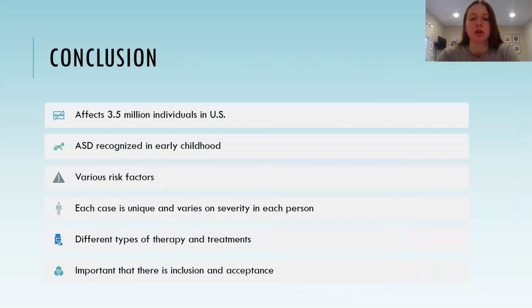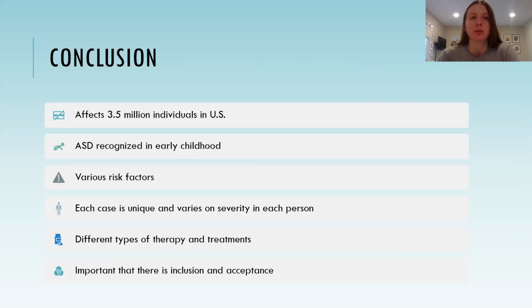Autism spectrum disorder affects more than 3.5 million individuals in the United States. Autistic behavior is recognized in early childhood and varies from problems with social interaction to challenges with communication. Although there is no single cause of autism, genetic mutations, environmental factors, and biological factors are shown to increase the risk of showing behaviors. Each case is unique and varies in how mild or severe the symptoms are, which makes it important to have different options of therapy for each individual.